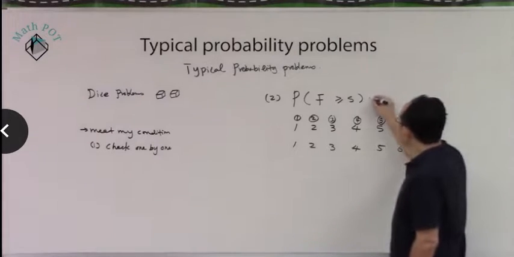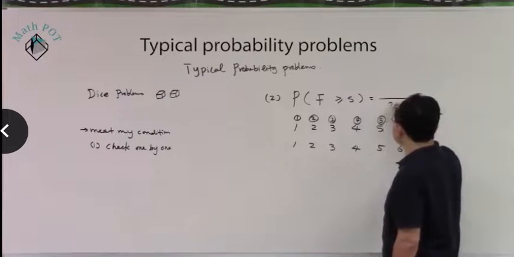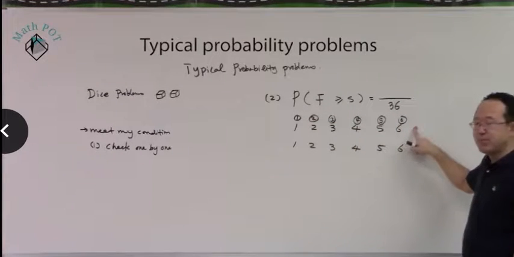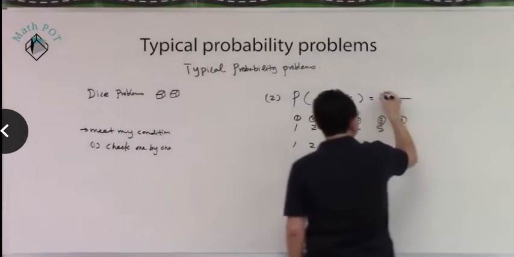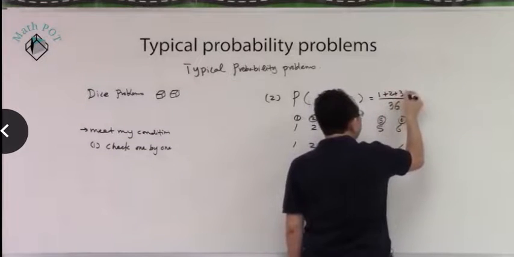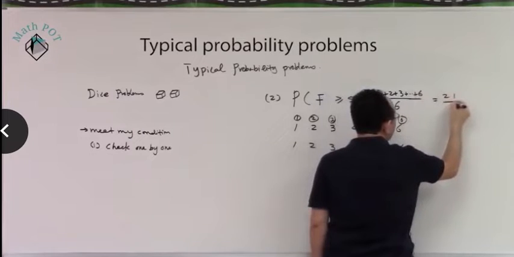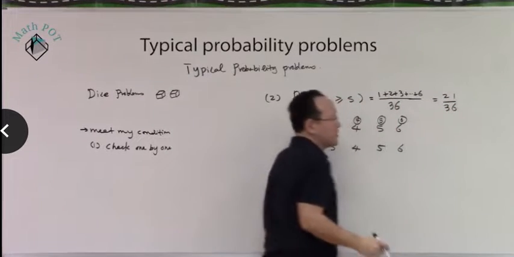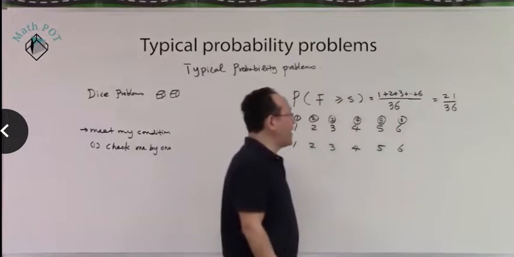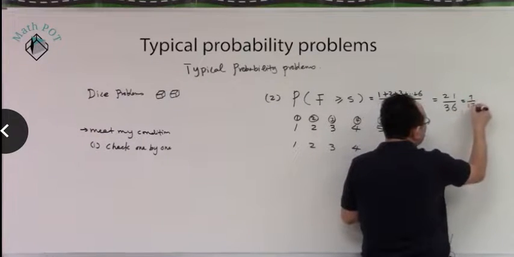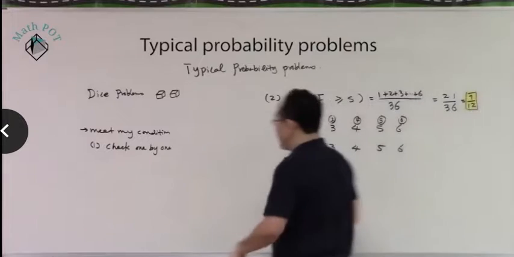Of course, we know the total number of outcomes is 36. The favorable count is very clear. It is nothing but those numbers added together: 1 plus 2, plus 3, all the way to 6. So clearly the top number is 21, over 36. Of course, always simplify your final answer. Divided by 3, that gives us 7 over 12. That is the answer for this one.